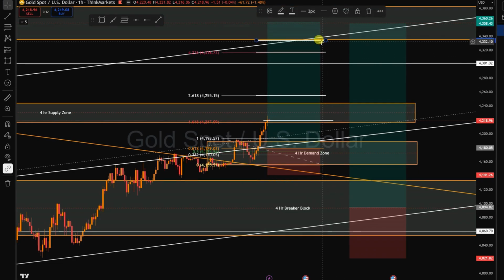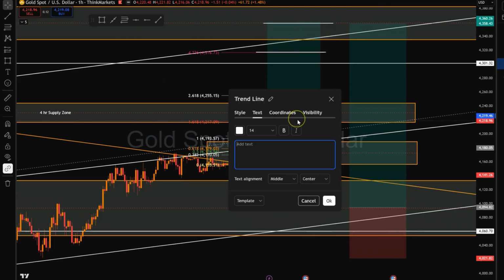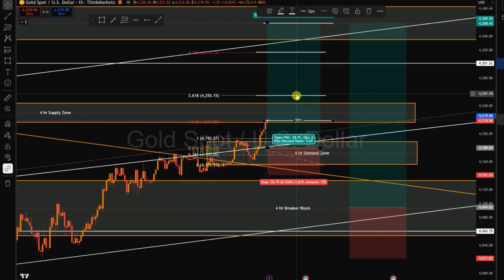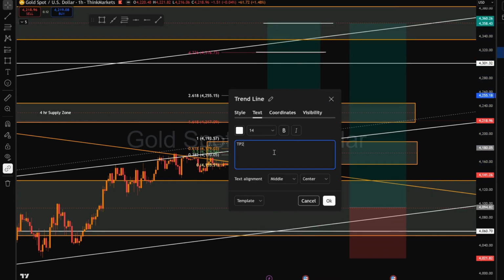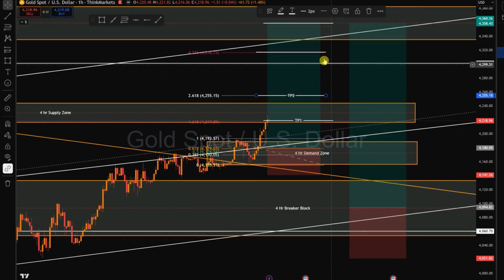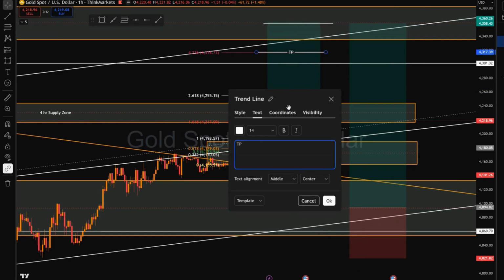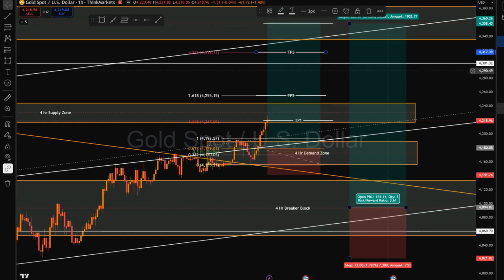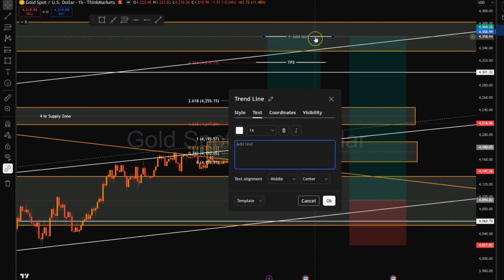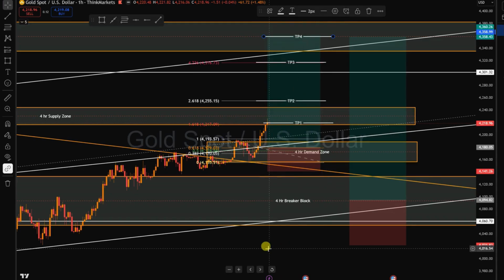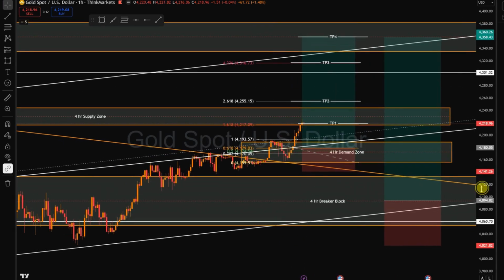Scenario number 1 is bullish continuation. Price holds above the breaker block, continues pushing through the demand zone, taps TP1 and TP2, and possibly extends into the higher supply above. This is the most probable path as long as the structure remains intact. Scenario number 2 is the bearish alternative. If price breaks below the breaker block, closes beneath it, and shifts market structure, we may see a deeper retracement. That could send gold back toward the lower channel boundary or even lower liquidity levels. For now, though, the chart is leaning heavily toward continuation.